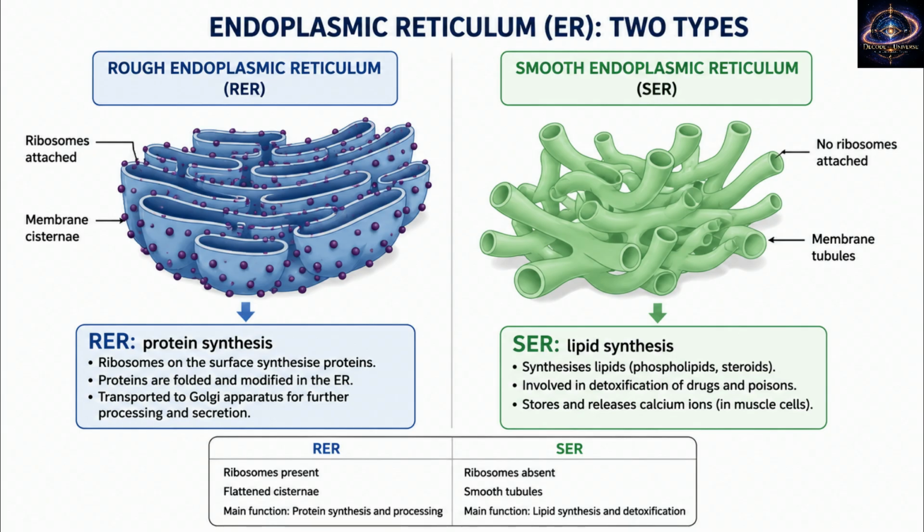Part 23, centrosome and centrioles. Centrosome is present in animal cells. It contains 2 centrioles. Centrioles help in cell division by forming spindle fibers. They also form basal bodies of cilia and flagella.